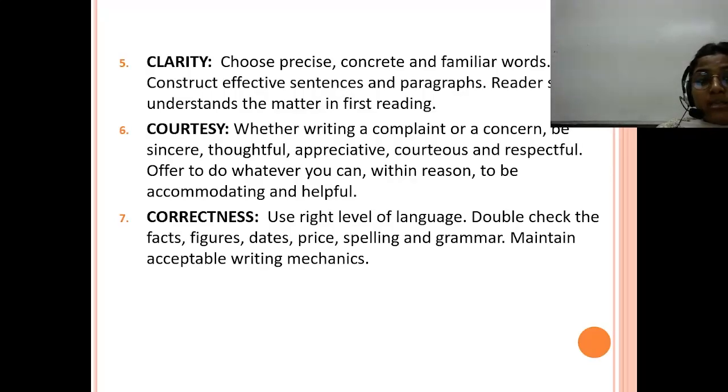Choose precise, concrete, and familiar words. Construct effective sentences and paragraphs. And last, check the accuracy of facts, figures, and words. There should be clarity in the business letter. Clarity is lost for the following reasons. There are various reasons why our message is not clear to the other person. So what are those reasons?